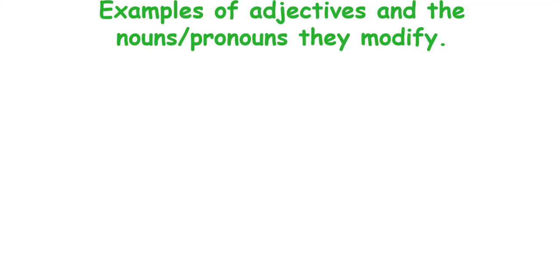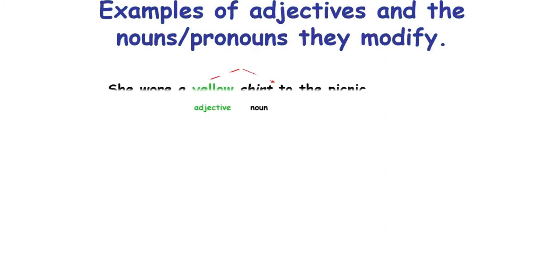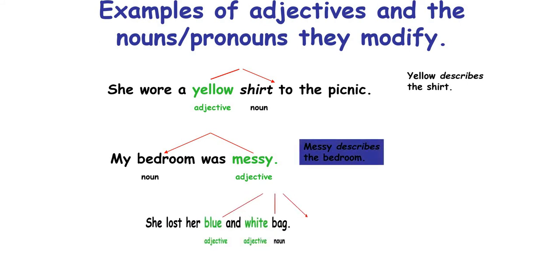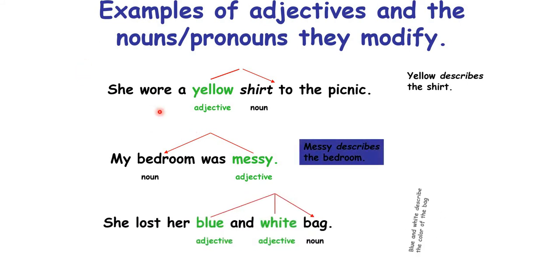Here we have examples of adjectives and the nouns or pronouns they modify or describe. The first example is, she wore a yellow shirt to the picnic. Where is the adjective? Yes, yellow. This is the adjective, and it describes the noun shirt. So yellow describes the shirt.